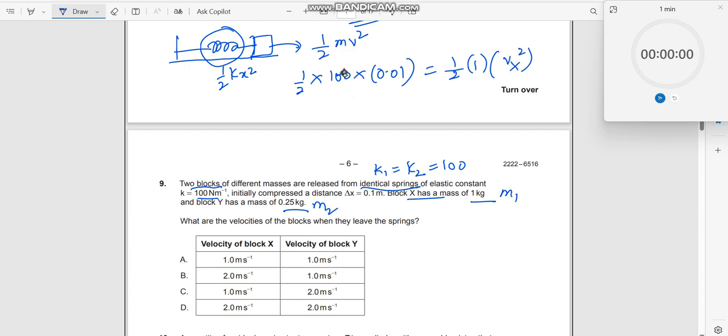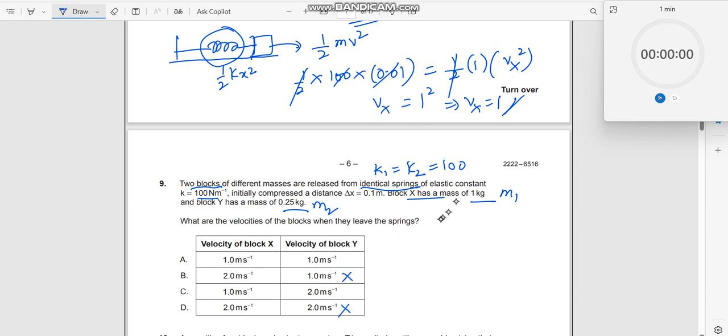So 100 into 0.01 goes away, it becomes 1 over here. This half and this half cancel. So vx square should be equal to 1, so vx should be equal to 1. So vx equals 1. Therefore, this and this are definitely incorrect, right?